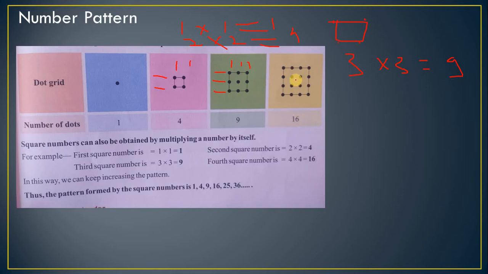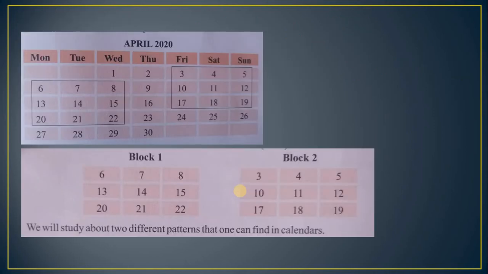Next one is 4 into 4 is 16. Then also you can do the same. Here some examples are given: 1, 4, 9, 16. Because each is formed with the multiplication of two equal numbers, the pattern is formed like 1, 4, 9, 16, 25 and 36. So what are these? Square numbers. Next topic I am including here.